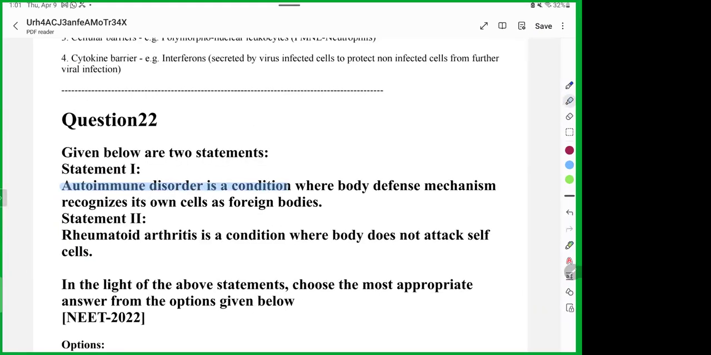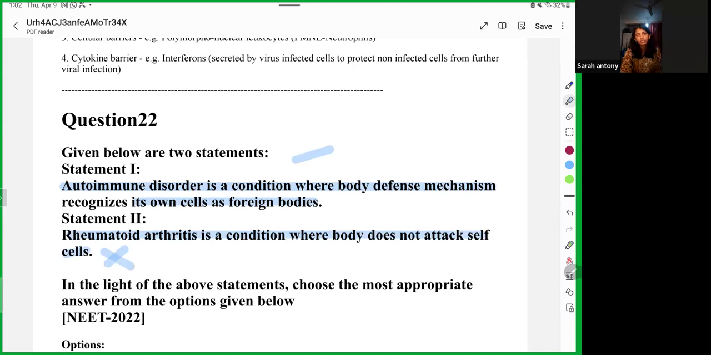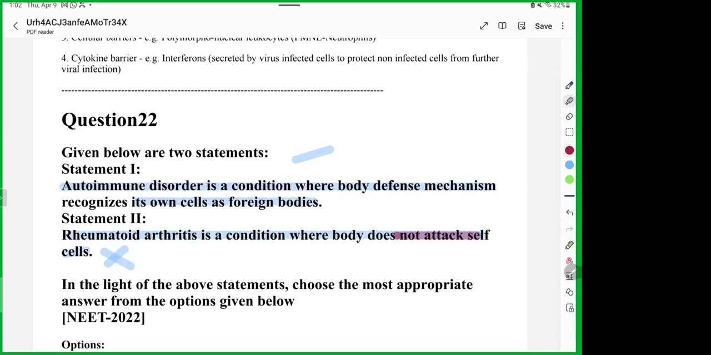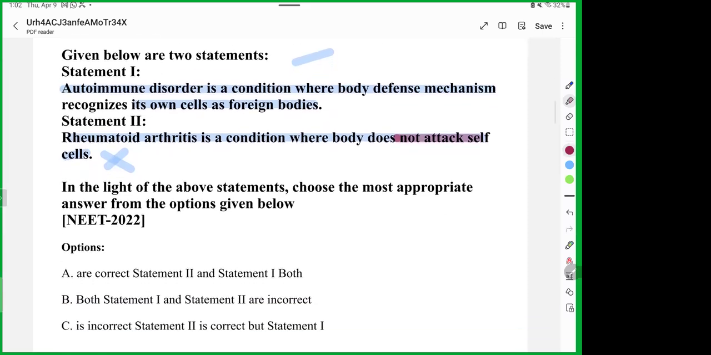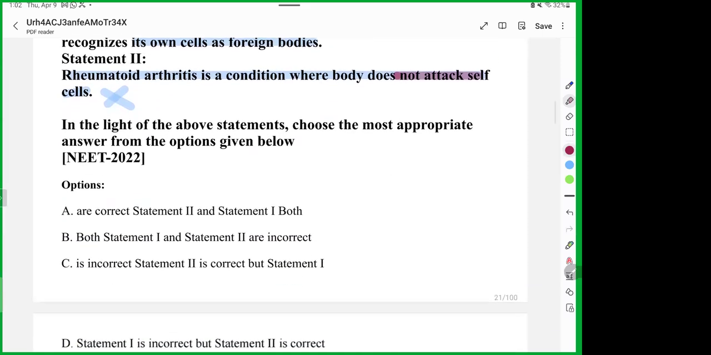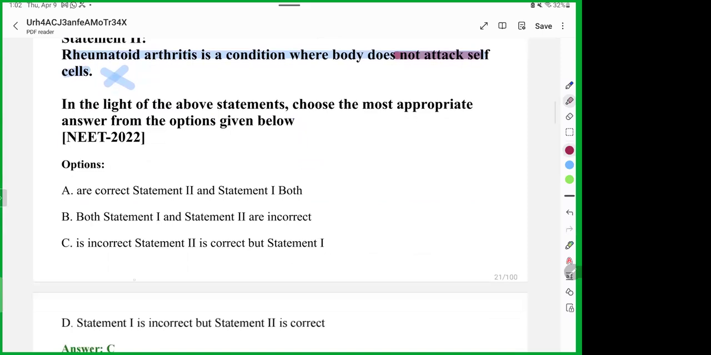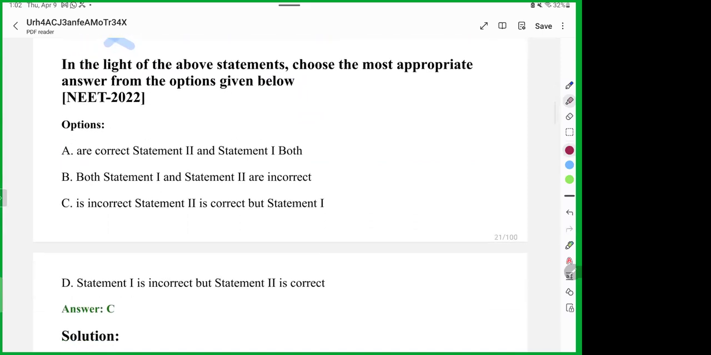Autoimmune disorder is a condition where the body's defense mechanisms recognize its own cells as foreign bodies. Correct. The second statement is false, it attacks self-cells. So the first one is correct and the second one is wrong. Correct.